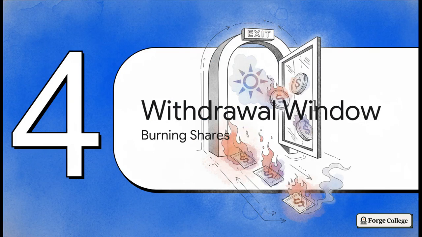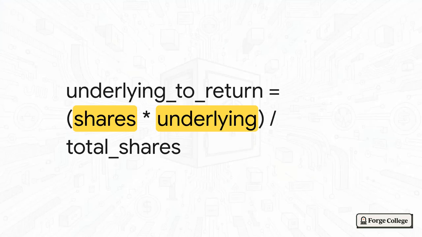All right, step 4, opening the withdrawal window and burning shares. The withdrawal math at the exit door of our vault is basically the exact inverse of the deposit math. The underlying tokens to return equals the shares burned multiplied by the total underlying divided by the total shares. But, just writing out the formula isn't enough. Our robot bank manager has to validate everything.